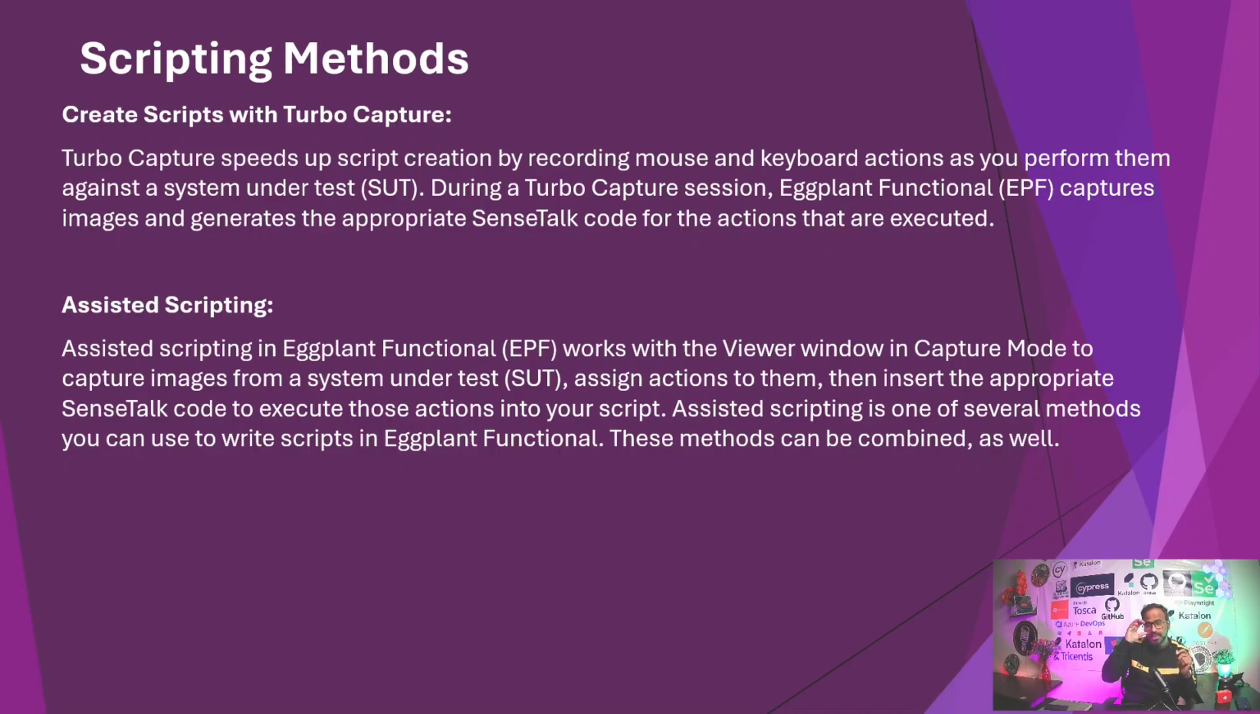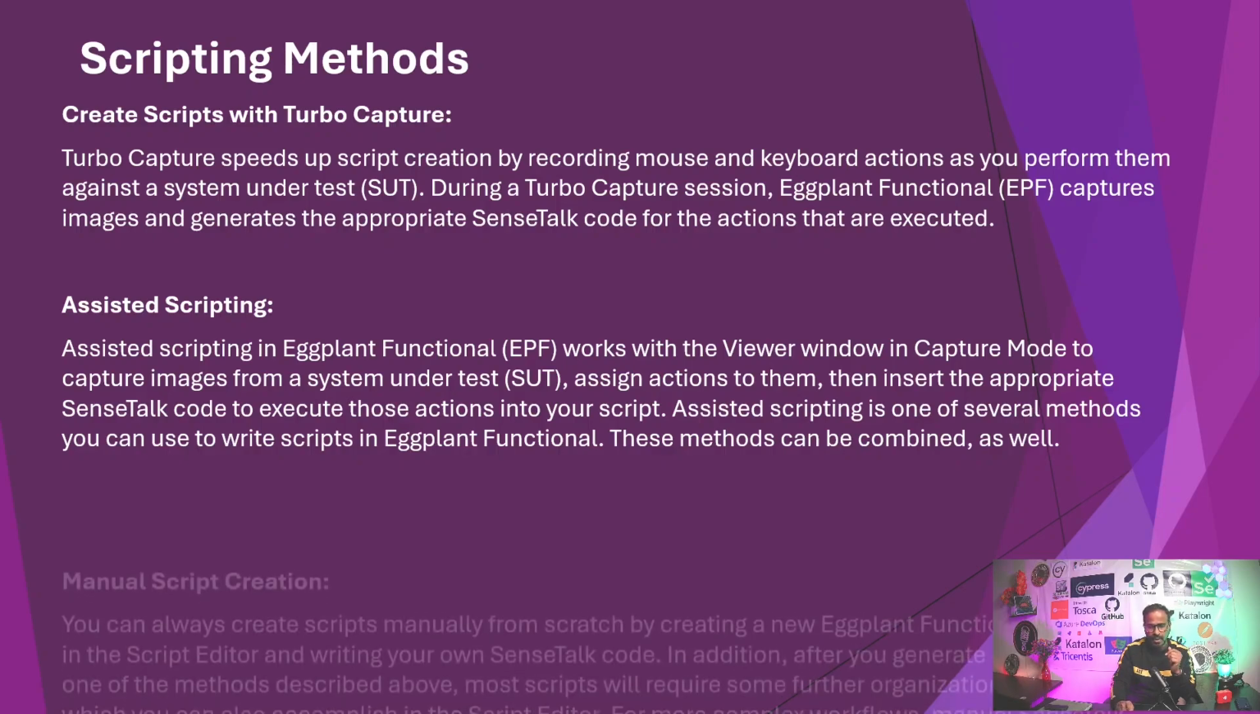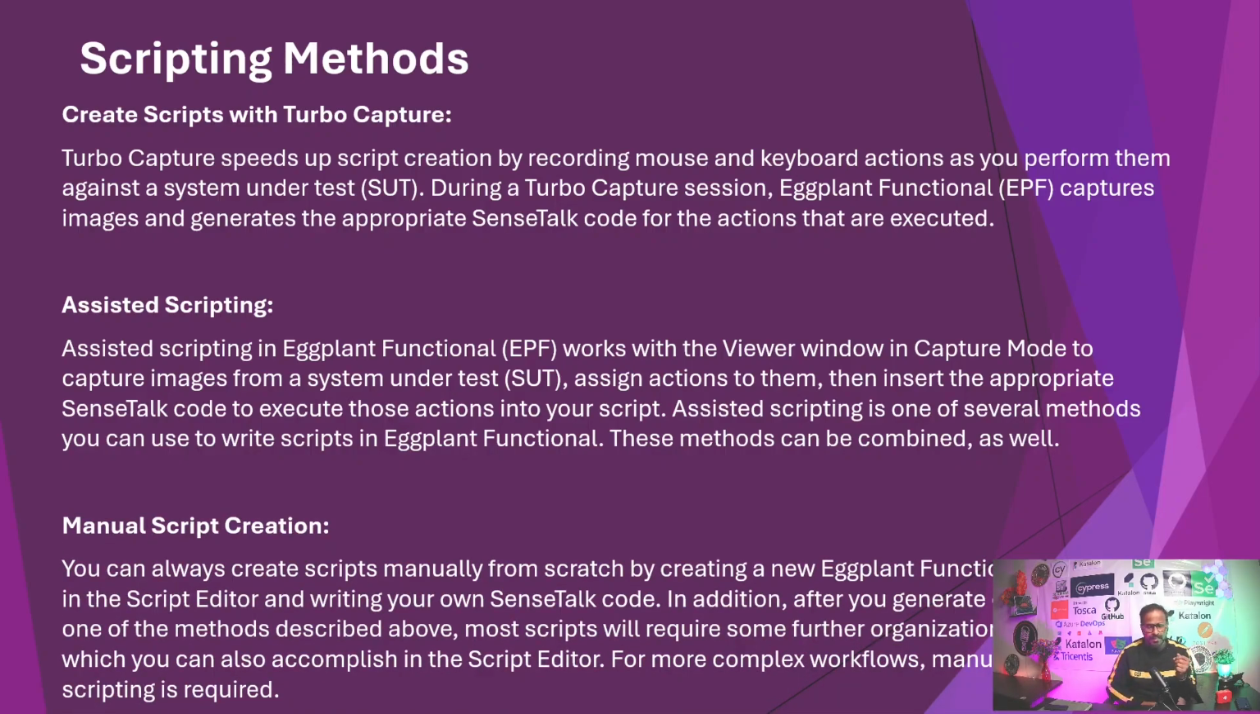So these methods can be combined as well. Basically, you can combine manual scripting and assisted scripting together. And then what do you mean by manual scripting creation? You can always create scripts manually from scratch by creating your new Eggplant Functional script in the script editor and writing your own SenseTalk code.